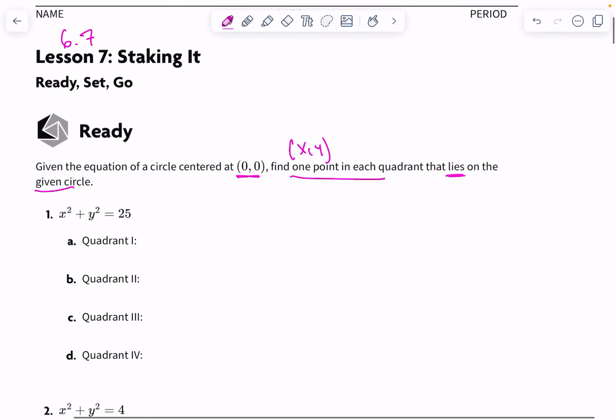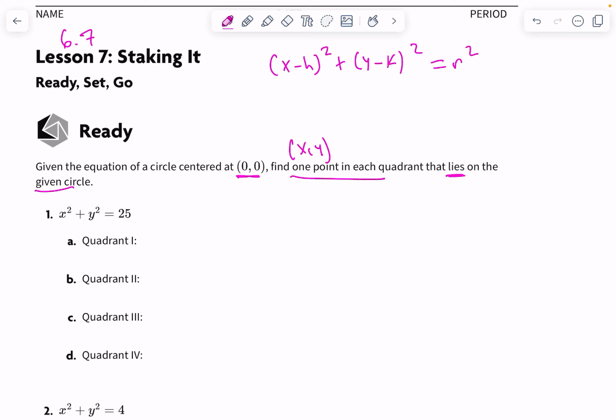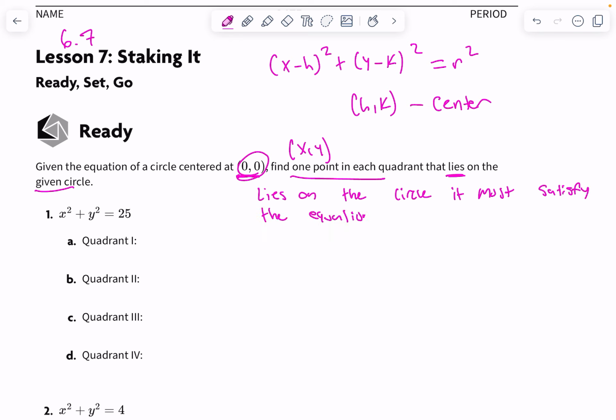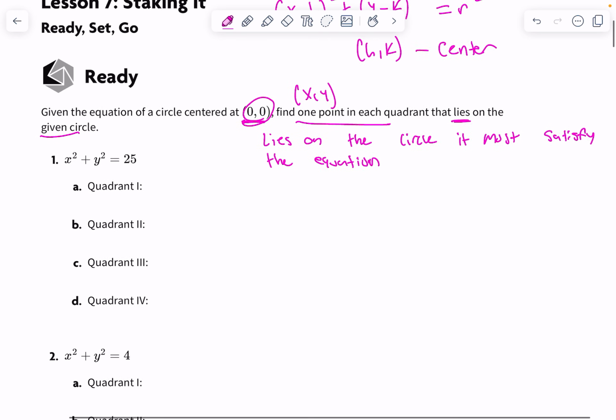Okay, so again, let's kind of just talk about my standard form. x minus h squared plus y minus k squared is equal to r squared, where h and k are my center. Okay, so we know that it's centered at 0, 0. And find 1 point in each quadrant that lies on the circle. So if it lies on the circle, it must satisfy the equation, right? Okay, so what do I mean by that?